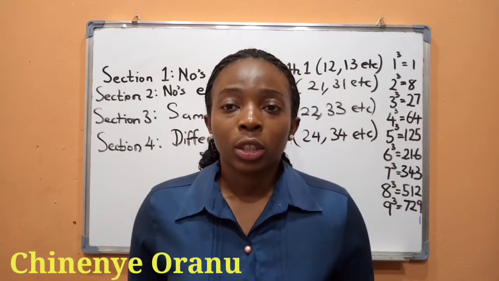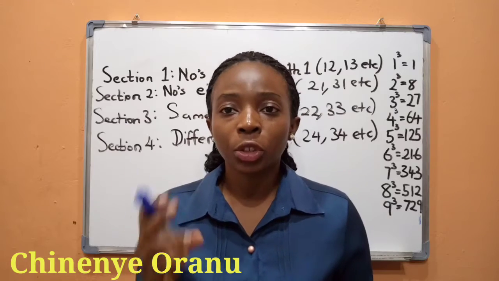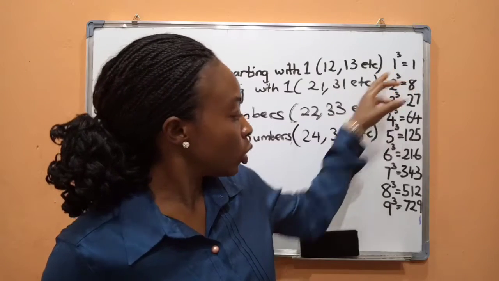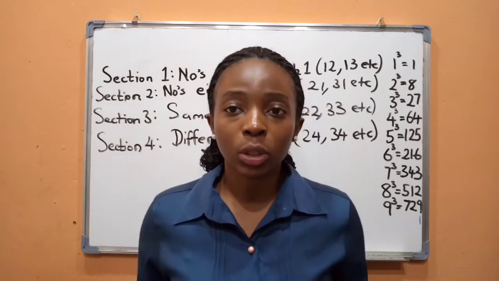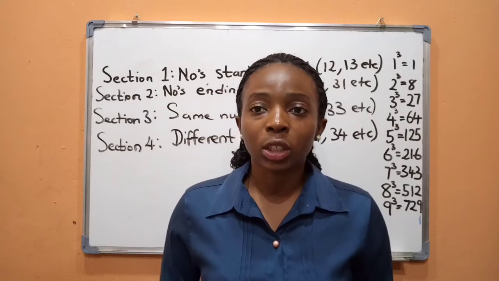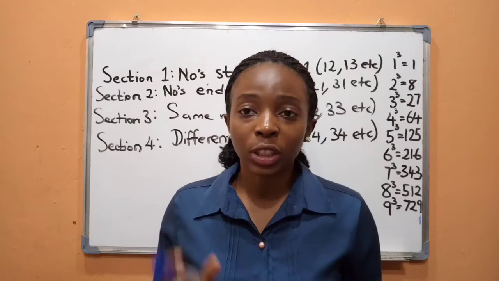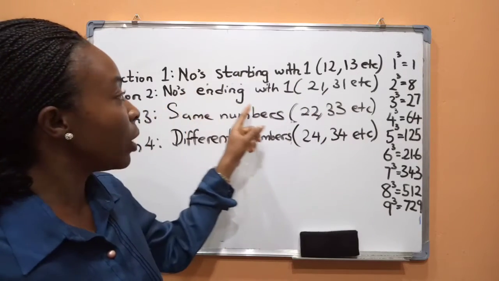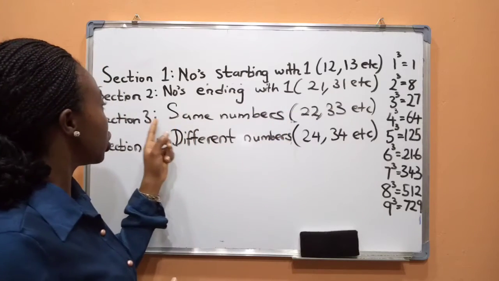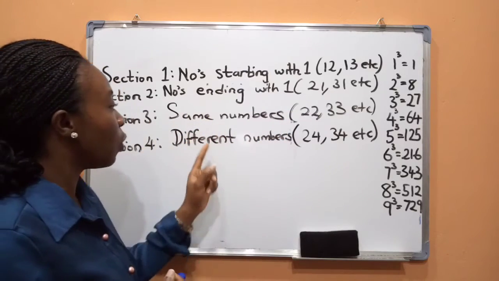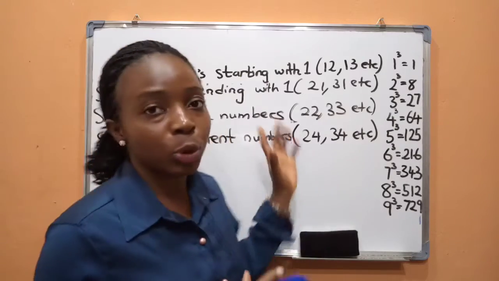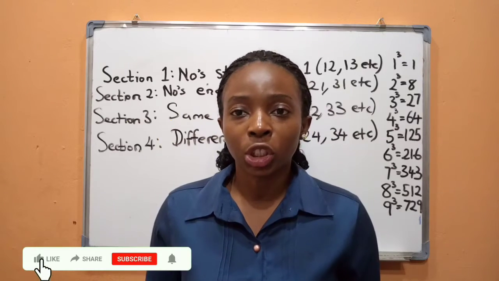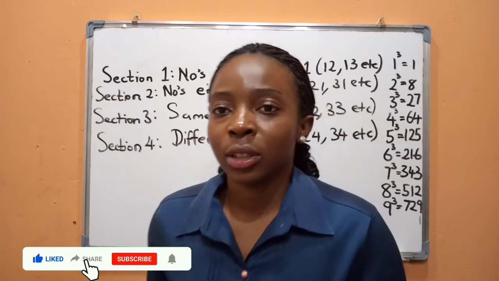Welcome to class. In order to find the cube of any two-digit number, it's important that first of all, you need to know the cubes of numbers 1 to 9. Once you know that, you're able to handle it, okay? It becomes very easy. So in this class, I'm going to be teaching you exactly how to do so, the fastest way. We'll start with section 1, numbers starting with 1, then section 2, numbers ending with 1, and after that, section 3, same numbers, and section 4, different numbers. By the time you're able to handle these 4 sections, you'll be able to find the cube of any two-digit number. So let's start learning.